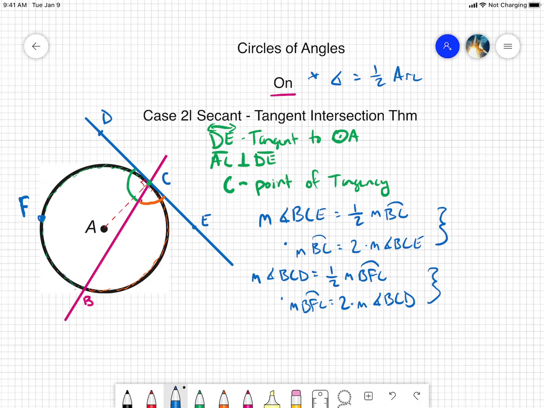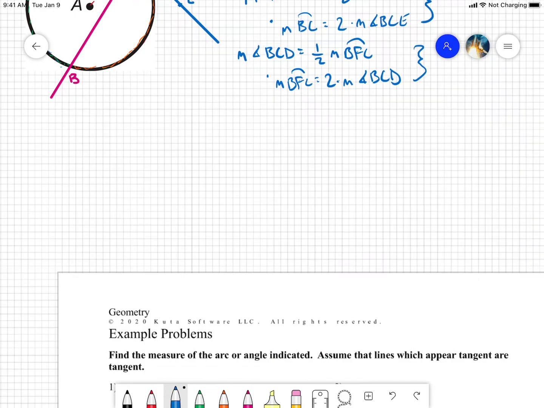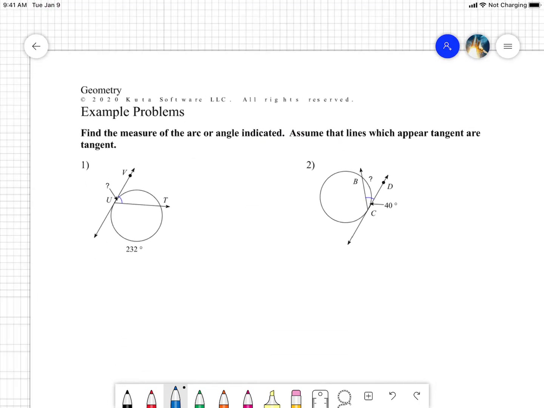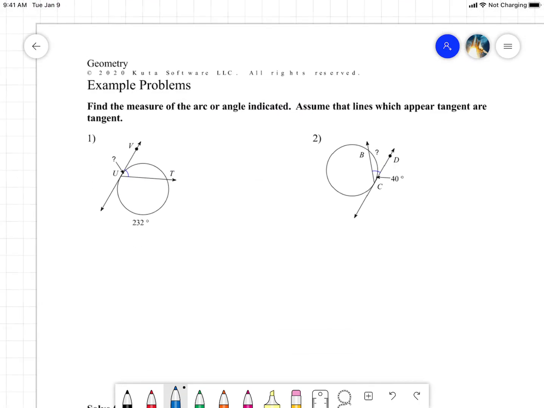It could be two radii. It doesn't matter. Any single time that we have two segments intersecting on the circle, the angle that's created is exactly half of the intercepted arc. So this isn't going to be any different from the way that you solved with inscribed angles. So please go ahead and, if you have it, get out the example problems, and we're going to do a couple.